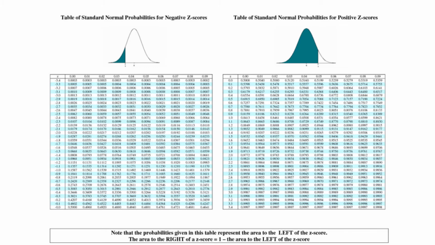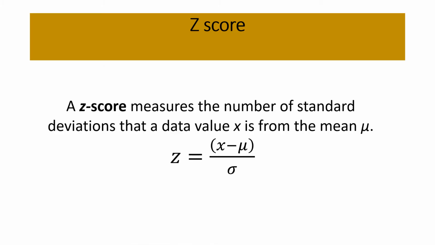If you are trying to find the area to the right, then you subtract that from 1 because the total probability is always 1, so 1 minus. Now when you want to use the table, you need a z-score, where z is x minus mu divided by sigma, where mu is the mean of the population and sigma is the standard deviation. We are trying to standardize this so that you can make use of the table.